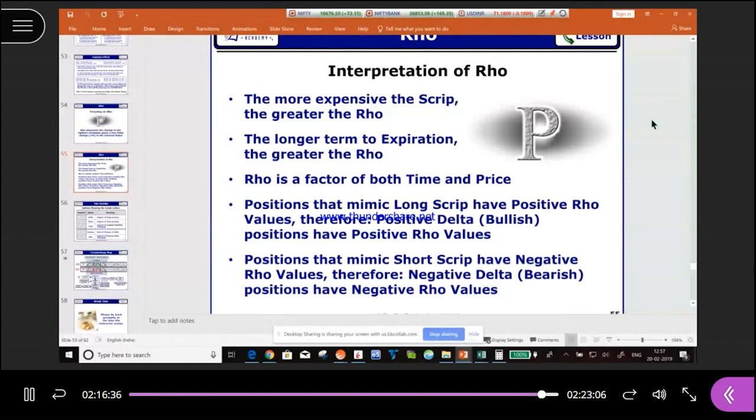Okay, interpretation of rho: the more expensive the scrip, the greater the rho. Why is the rho greater? Because if the scrip is more expensive, you will need more money, and the more the amount required, the more the impact of interest rate change, isn't it? The longer the term to expiration, the greater the rho. So basically, an August option versus a December option, the December option will have a higher rho compared to the August option.